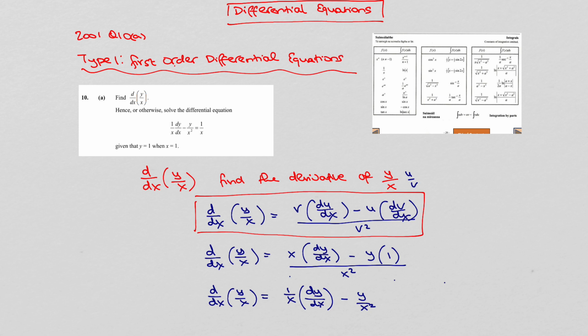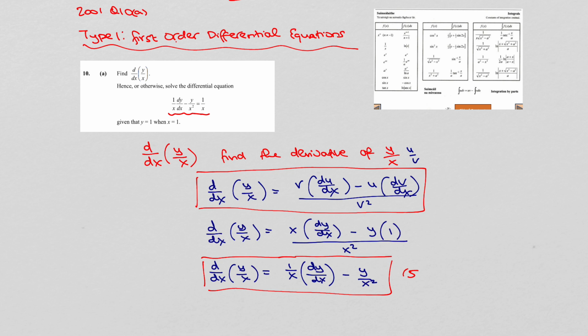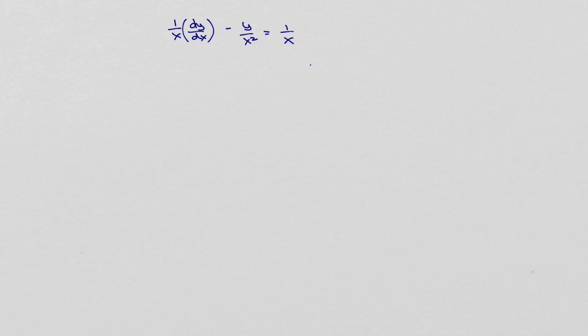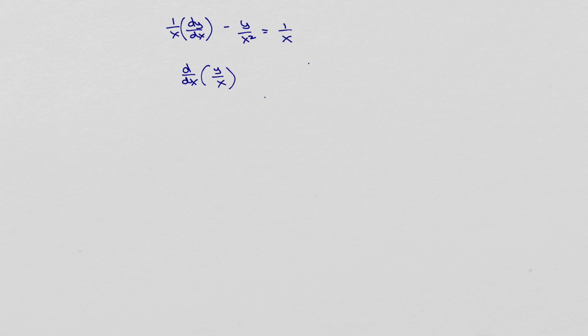And if we look, it says hence or otherwise solve this differential equation. So there were 5 marks for finding the derivative. The hence means we've just found the derivative of y over x. Otherwise, we could find another way of doing it. So let's write out what we have. We know that the left-hand side is the derivative of y over x, and that's equal to 1 over x.